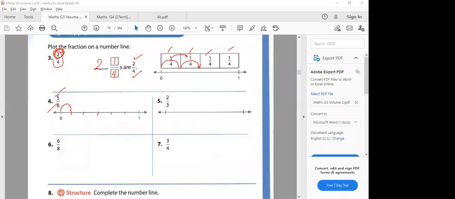We need how many jumps here? 5 jumps. Excellent. So jump 1, jump 2, jump 3, jump 4, jump 5. Exactly in this point. So it will be 5 over 6 exactly here, right? Because we made it easily. We just take the 5 and we just make a circle around that line or this arrow, and we just put it there. It's easy.